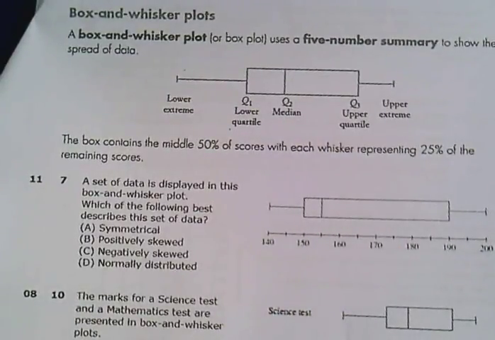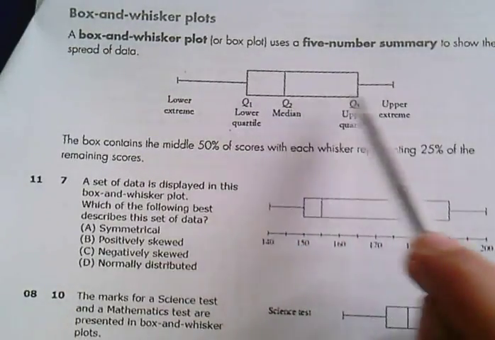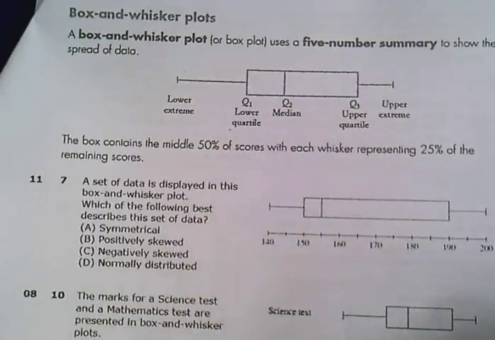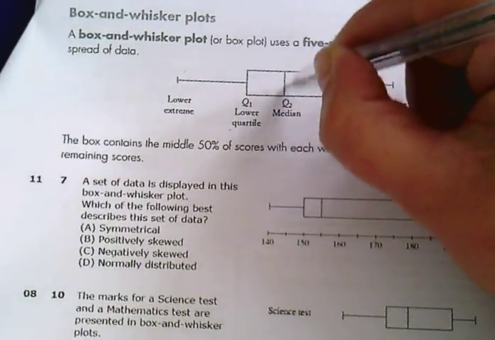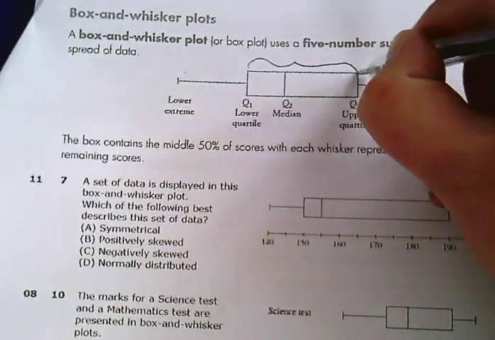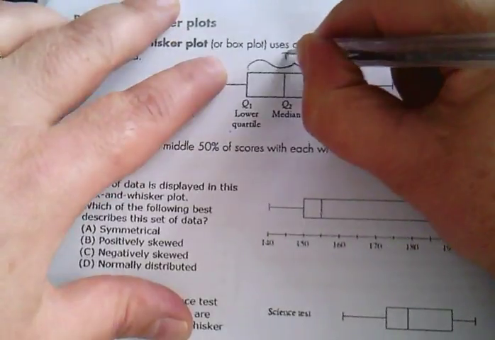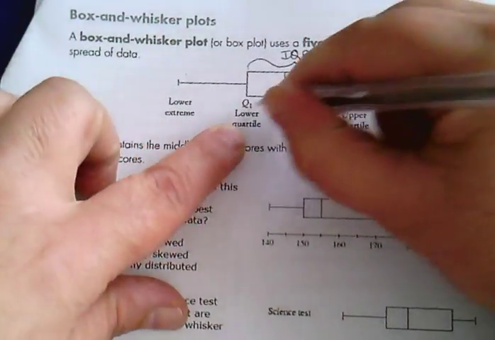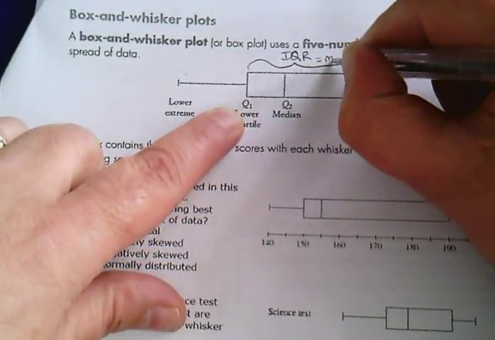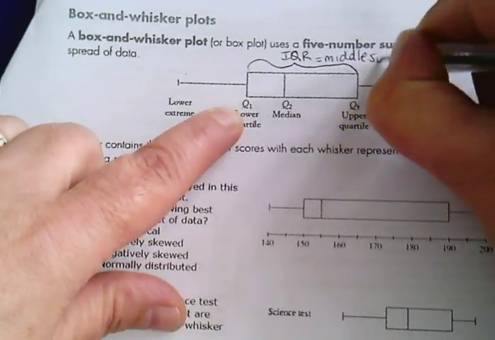So lowest score, Q1 comes next. You know what it does? Isn't it dividing the data into quarters? Let's just look here. Here's my median. You tell me what this is. That box, that's the interquartile range. That's the middle 50%. If I do Q3 minus Q1, this is the middle 50% of the scores.